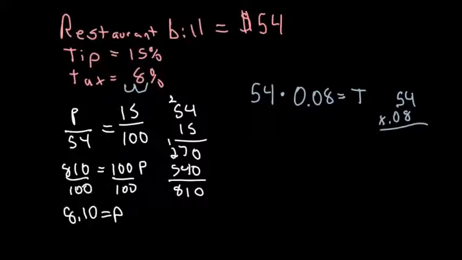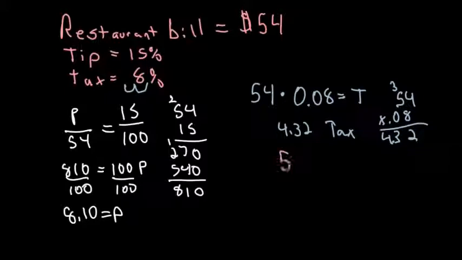So I need to do my 54 times .08. So 8 times 4 is 32. 8 times 5 is 40, plus 3 is 43. 2 decimal places in my problem, so 2 in my answer. 2 digits behind the decimal in my problem, so 2 digits behind the decimal in my answer. So my tax equals $4.32.